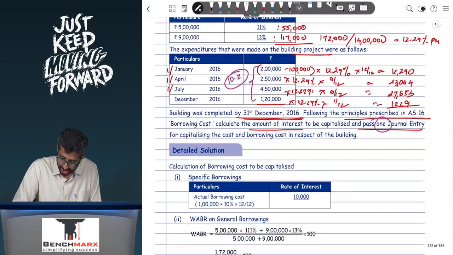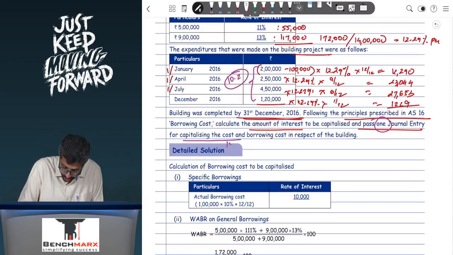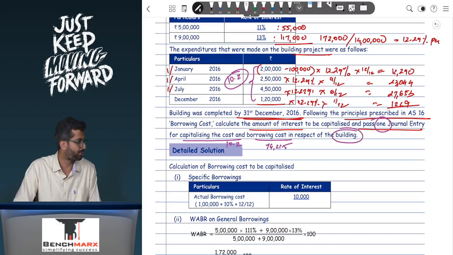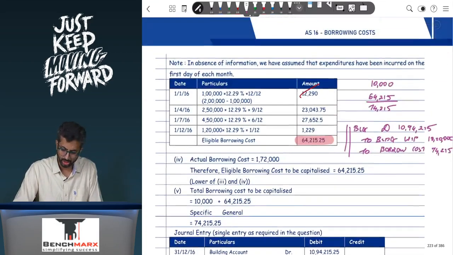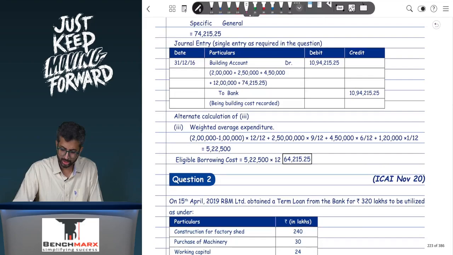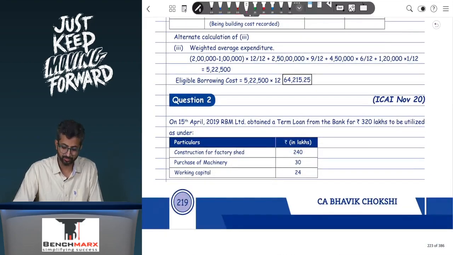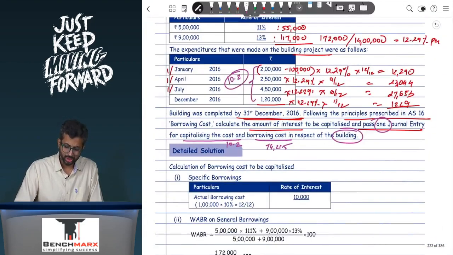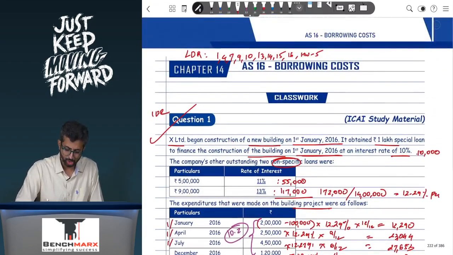Pass one entry. Otherwise, we could have passed two separate entries for capitalizing the cost, that is the total 10.2 lakhs that you are spending, and the borrowing cost, that is around 74,215 in respect of the building. Okay. So over here, this will come to your final answer. Okay, I will put this for my LDR workings. For sure, it's a good question.